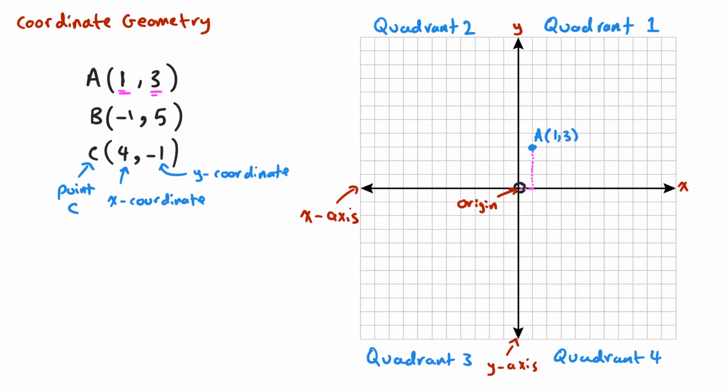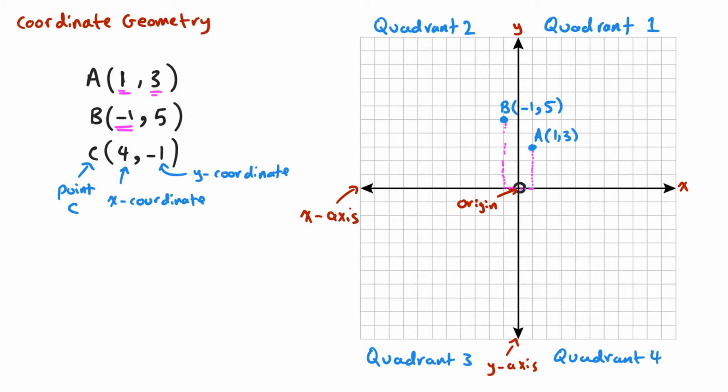Let's now plot the next few points. Point B has an x-coordinate of negative 1, so I have to go negative 1 from the origin and then go up by 5. So I go up 1, 2, 3, 4, and 5, and I'm going to put a point right there. I am going to call it B, and write the coordinates as negative 1 and 5. This time I move to the left because my x value was a negative value.